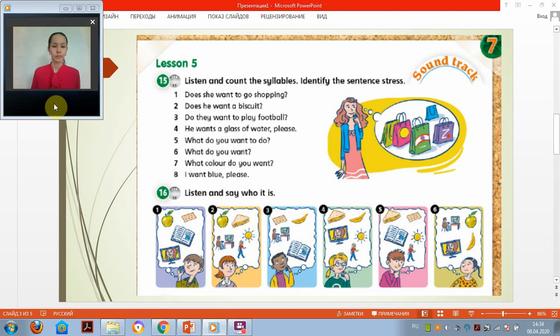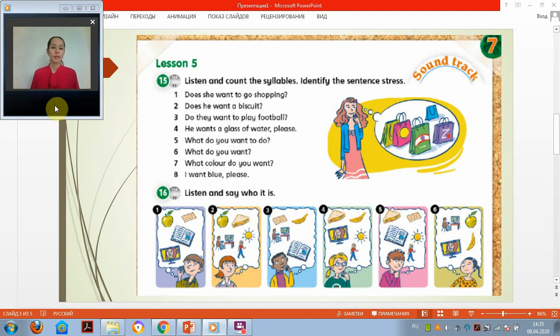5. What do you want to do? How many syllables? 6. 6. What do you want? Yes, 4 syllables. 7. What color do you want? 6 syllables. 8. I want blue, please. 4 syllables. Very good, students.